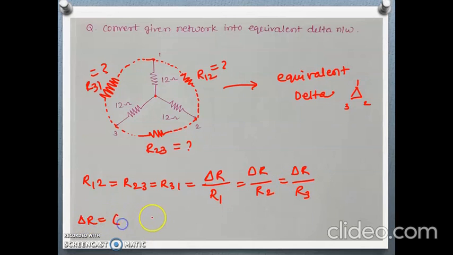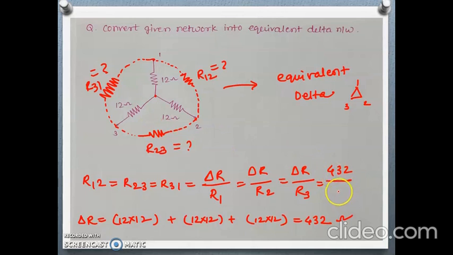What is delta R? It is the sum of products of two resistances each time. So 12 into 12, again 12 into 12, again 12 into 12. This will be 432 ohm. So putting values here, 432 divided by the resistor value, which is 12 ohm, gives 36 ohm, and this is the required answer. So all the values connected in the equivalent delta, R12, R23, R31, are 36 ohm.